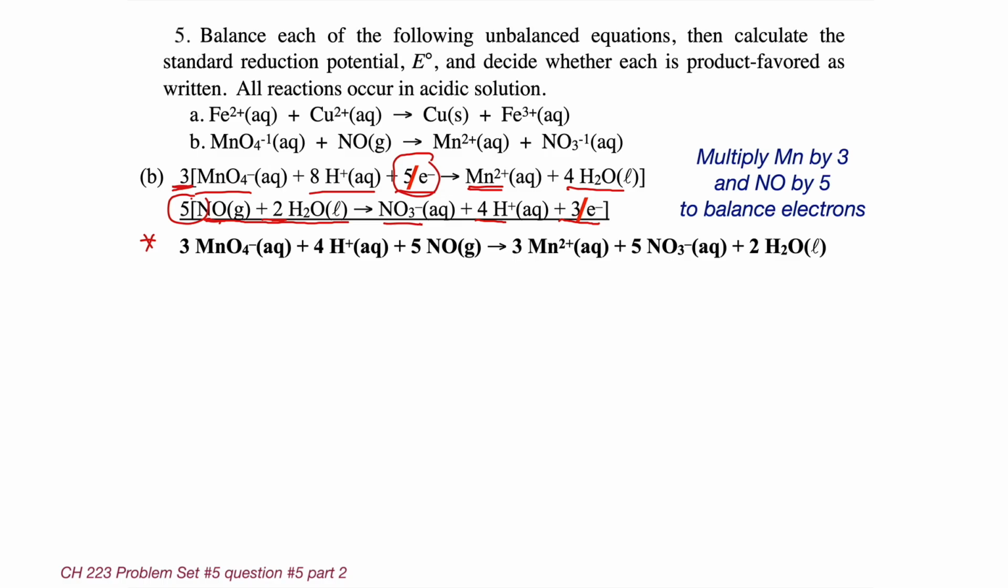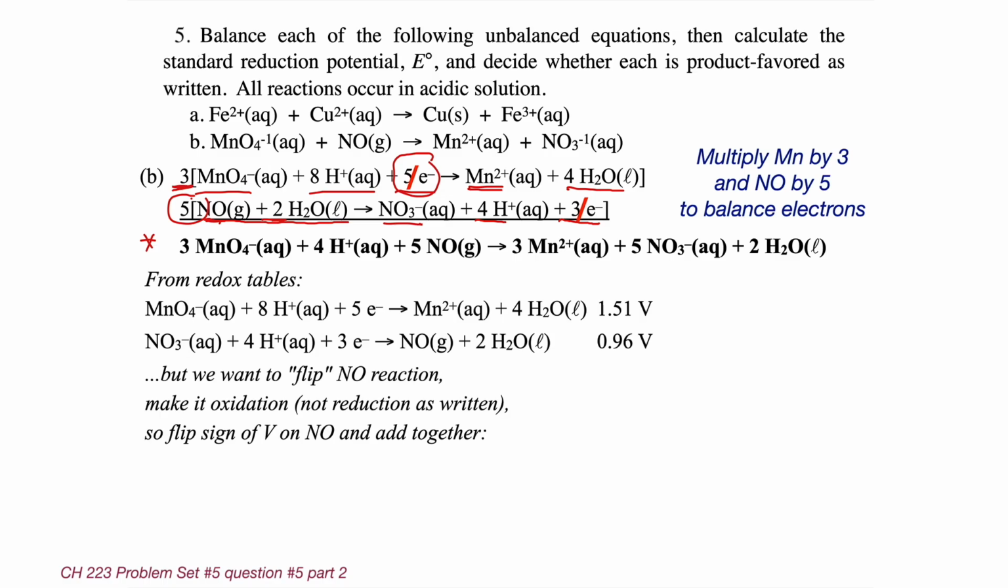That's balancing the reaction. Now, like before, we're going to try and figure out the 2 half reactions from tables of reductions. And if you look on the redox tables, these are the 2 you're going to see. You're going to see a permanganate one as is: permanganate plus 8 H+, etc., goes to 4 water, positive 1.51 volts. But you won't see the second one because that's an oxidation, but you will see the reduction version: nitrate plus 4 H+ plus 3 electrons going to NO, etc., positive 0.96 volts.